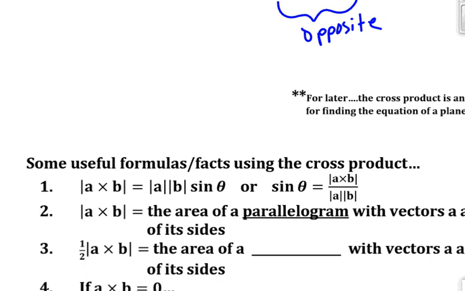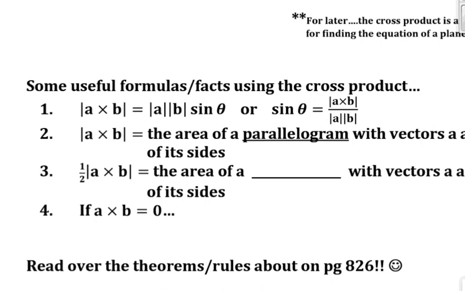All right, so some useful formulas. What do these bars mean right here on number one? The magnitude. The magnitude of the cross product is equal to multiplying the magnitudes times the sine. So this is another way, a worse way, but another formula for finding the what between two vectors? The angle between two vectors.